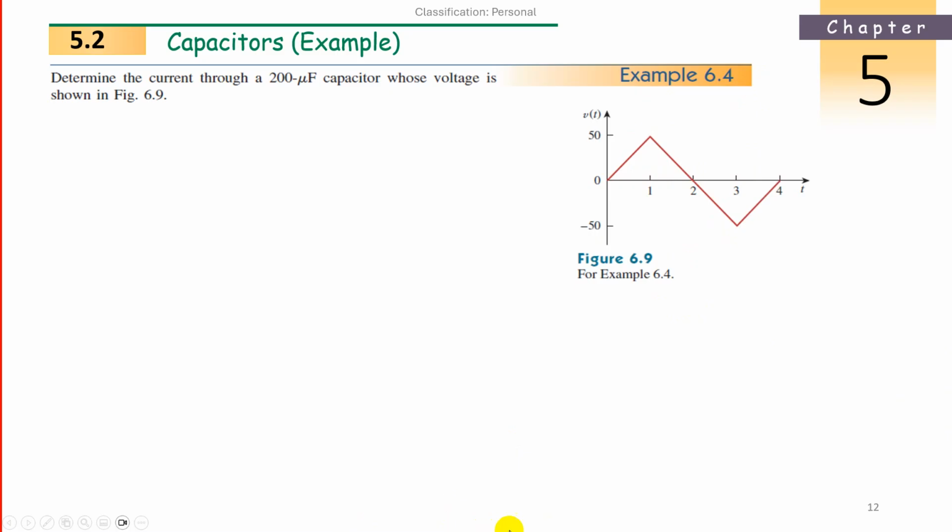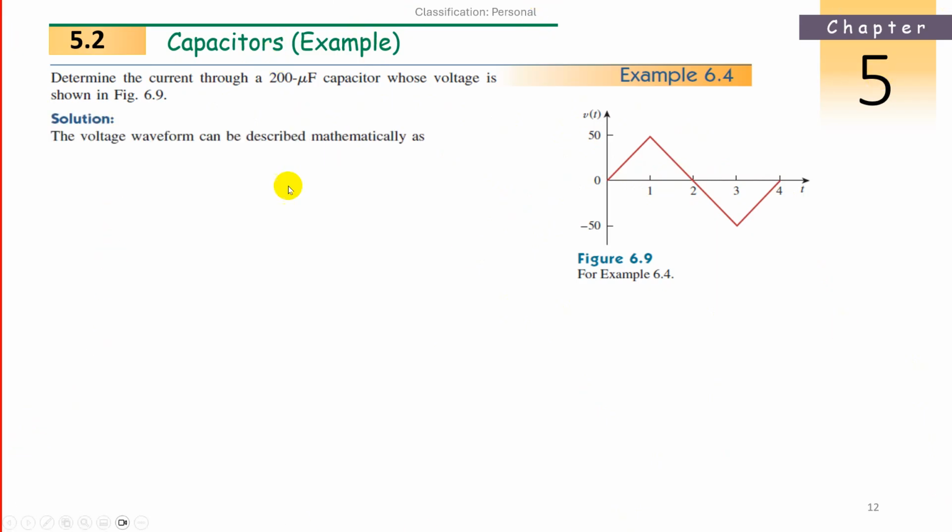For any wave, first we have to find the equation for that wave, then substitute the time values to get the instantaneous values. So here, what do we need? Current. Same as before, current is equal to C dV by dt. This is the voltage. We have to differentiate for each part: 0 to 1, 1 to 3, and 3 to 4. So first we will write the sub-blocks.